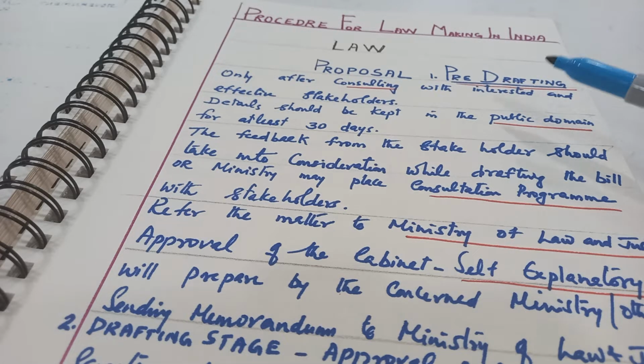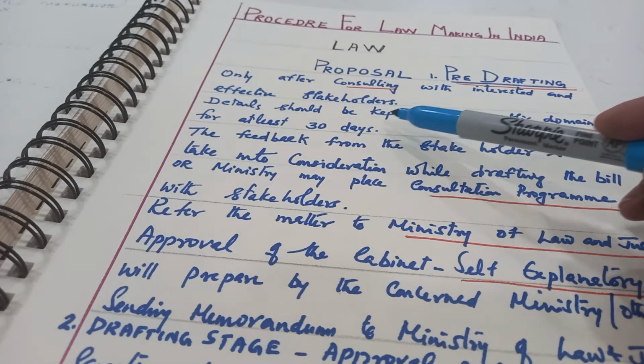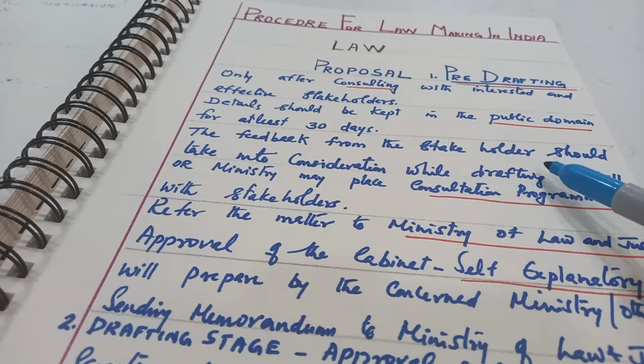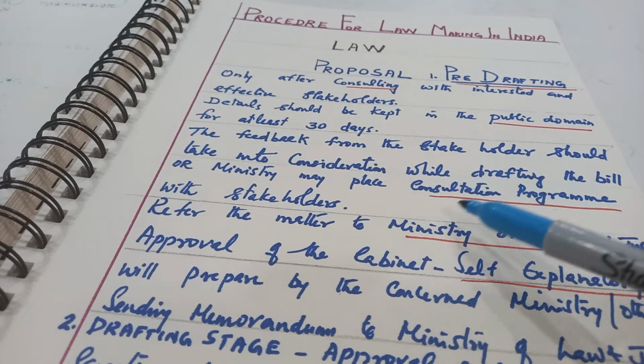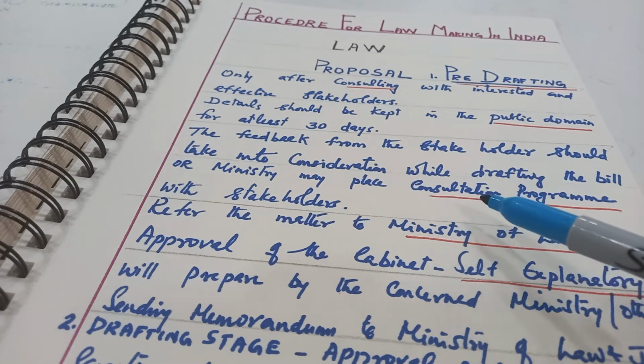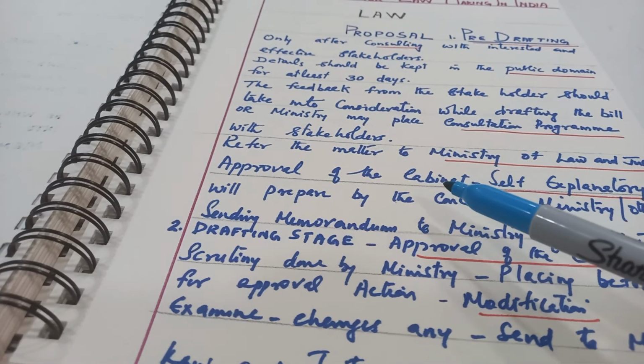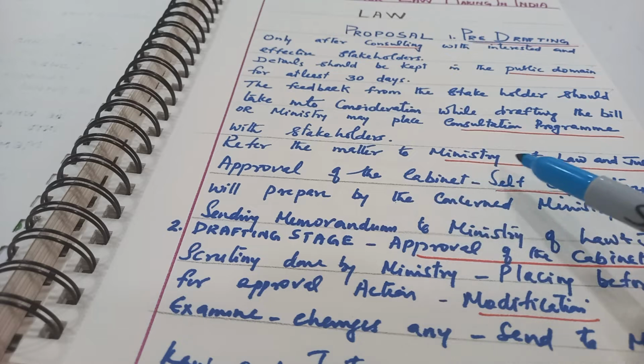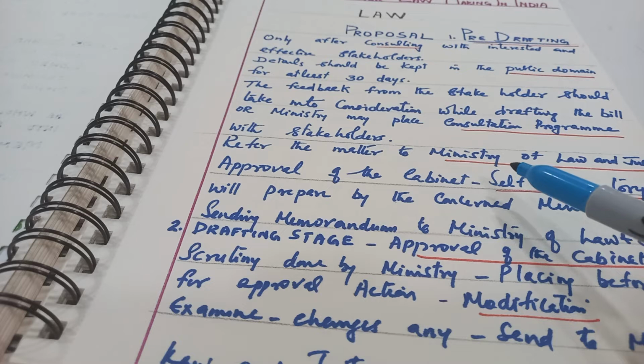Pre-drafting only happens after consulting the interested and affected stakeholders to whom that particular proposal or law is going to apply. Details should be kept in the public domain for at least 30 days. The feedback from the stakeholders should be taken into consideration while drafting the bill, or a ministry may hold a consultation program with the stakeholders. Then refer the matter to the Ministry of Law and Justice. Yes, Law and Justice is the most important department here to deal with the proposal.